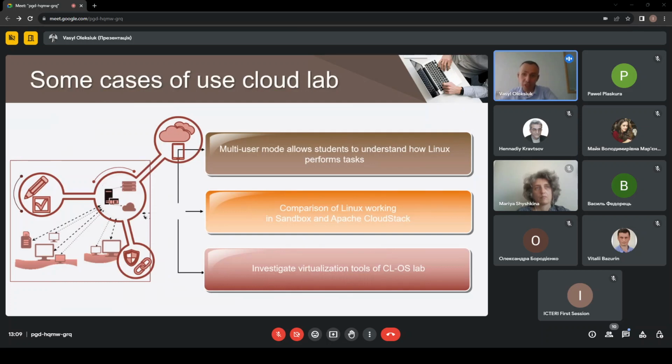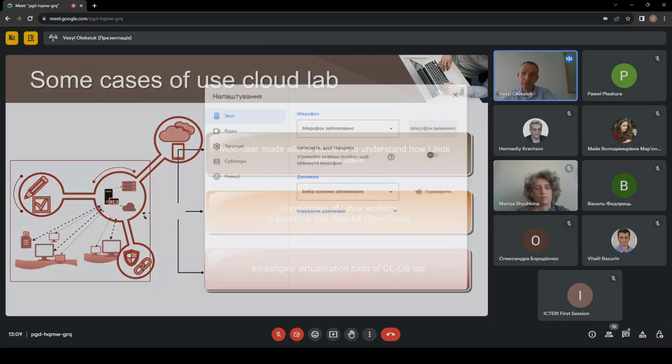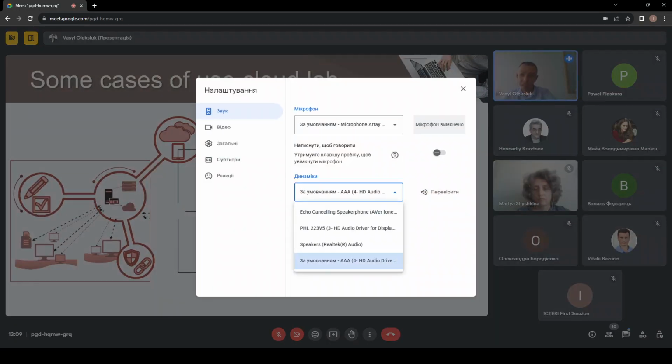To ensure efficient completion of laboratory tasks, the cloud laboratory incorporates virtual machines from the sandbox or Apache CloudStack cloud platform. Now let me describe some of these situations.